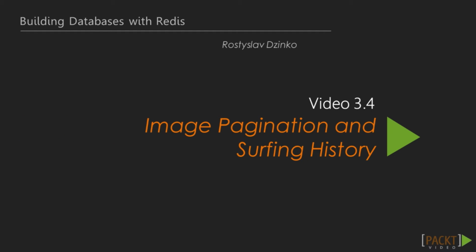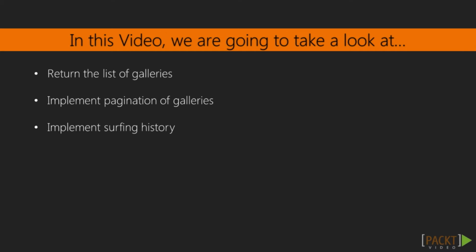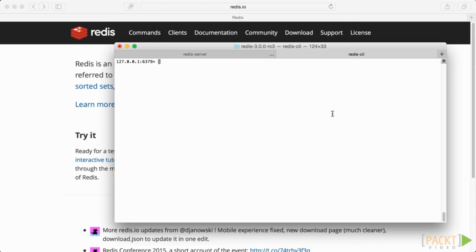In the previous video, you learned how to deal with lists, particularly adding, modifying, reading, and removing values from lists. This video is devoted to practical tasks, namely designing storage for galleries, implementing gallery pagination, and server history. Let's start with the galleries.